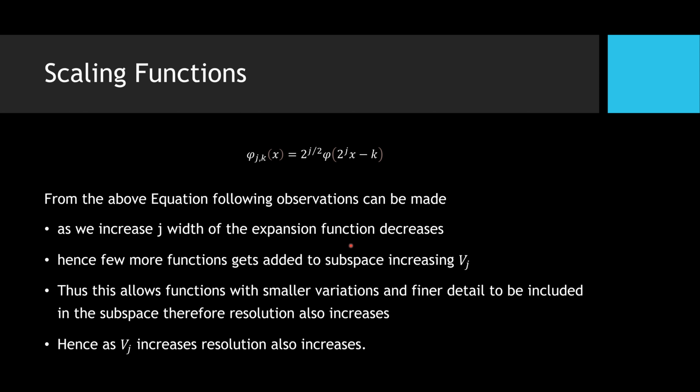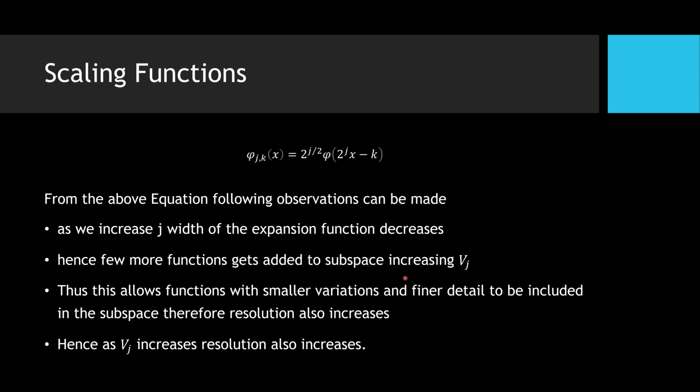From the above equation, the following observations can be made. We see that we have a binary scaling factor. As we know, if the scaling factor increases, then the width of the expansion function decreases. So j and the width of the expansion function are in inverse proportion. As we go on increasing j, the width of the expansion function goes on decreasing. So the subspace Vj will increase, since more space is available and more functions get added.